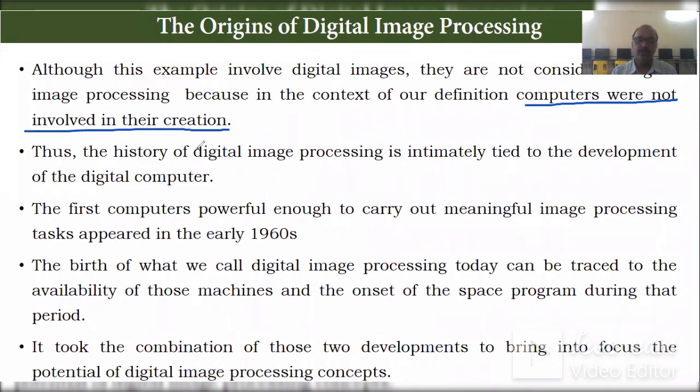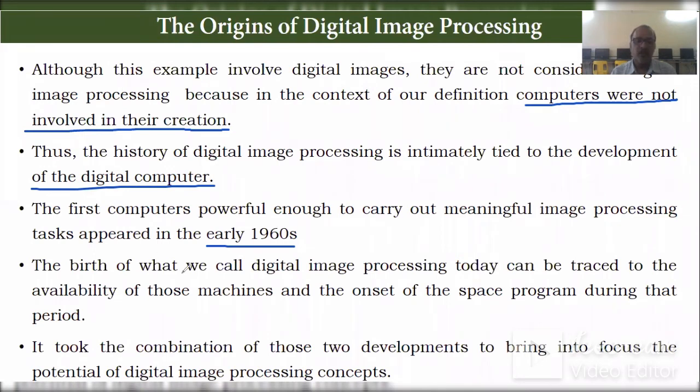Okay, thus the history of digital image processing initially started with the development of digital computers. Then when did digital image processing start? So when digital computers were developed, from that time digital image processing started. So the history of digital image processing is initially tied to the development of digital computers. The first powerful computer was developed in the early 1960s. That first powerful computer that was initially designed came around 1960.